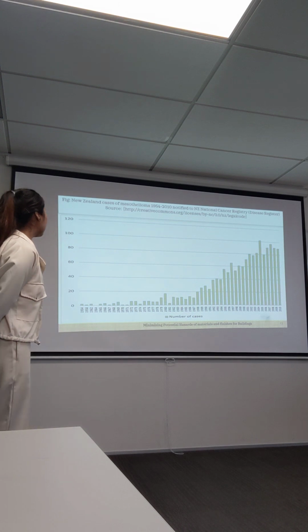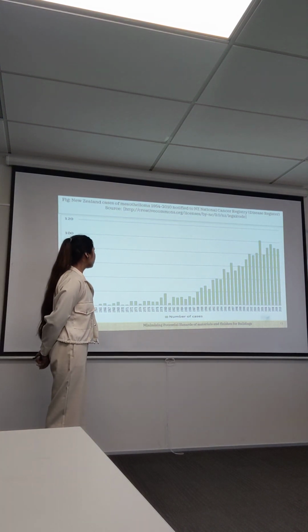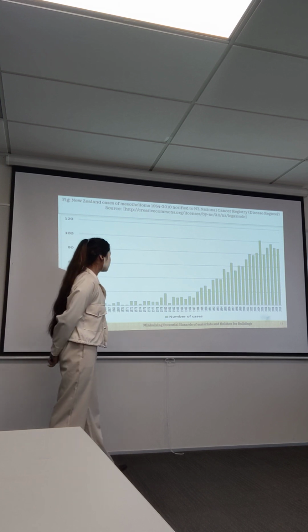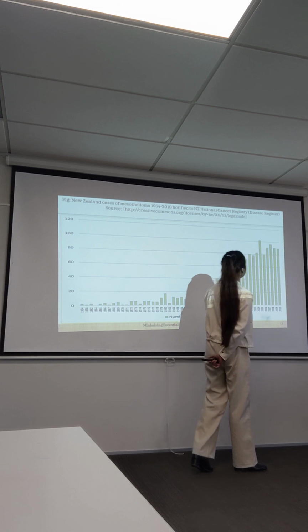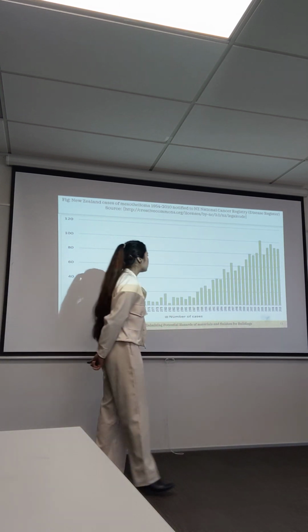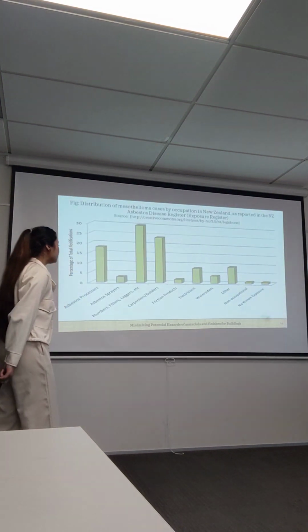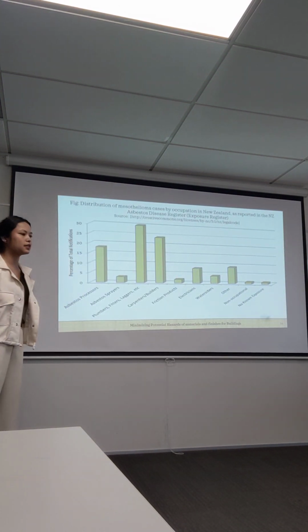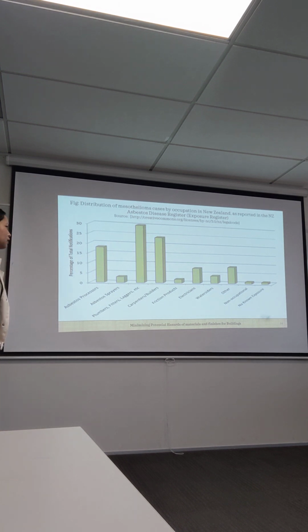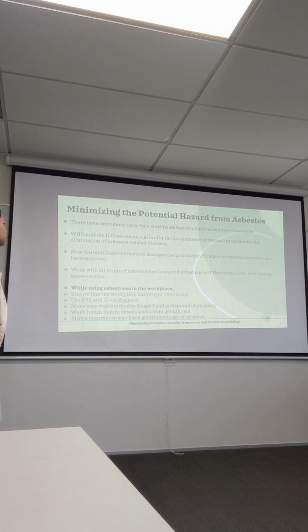So this is the data which clearly shows the number of cases where people were affected by asbestosis. In 2005, you can see that it peaked, and more than 100 people were affected by asbestosis. Most of them are plumbers, fitters, and laggers, according to the asbestosis disease register, and minimizing the potential hazard from asbestos.